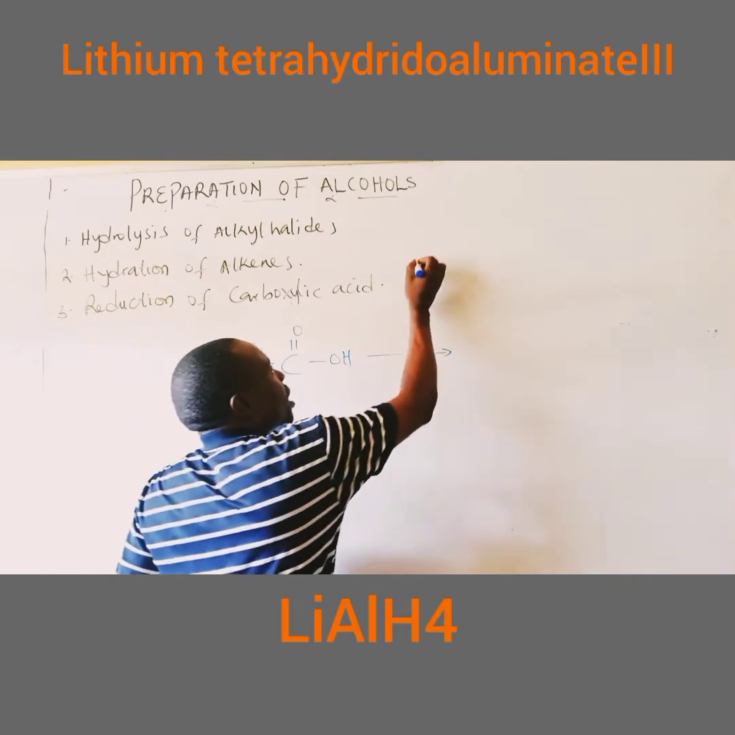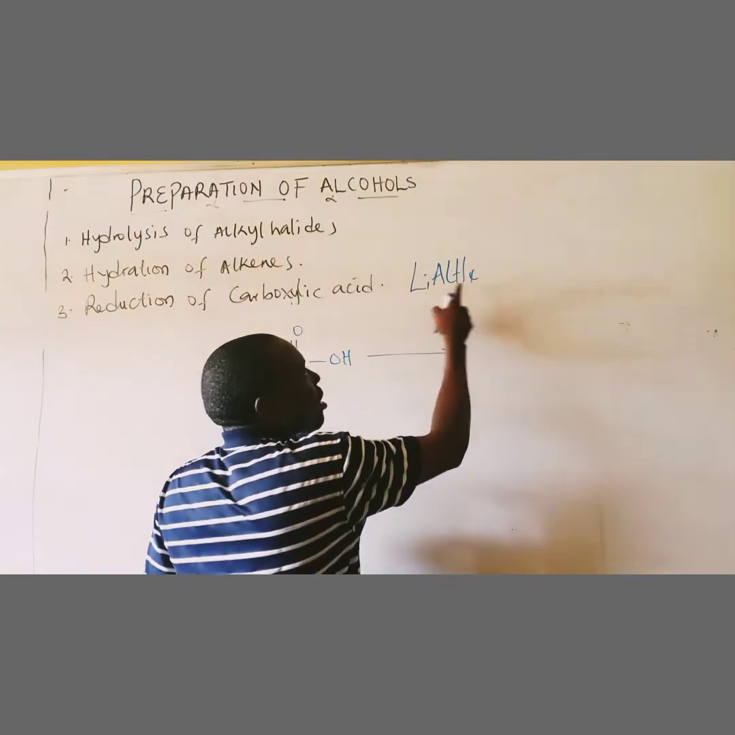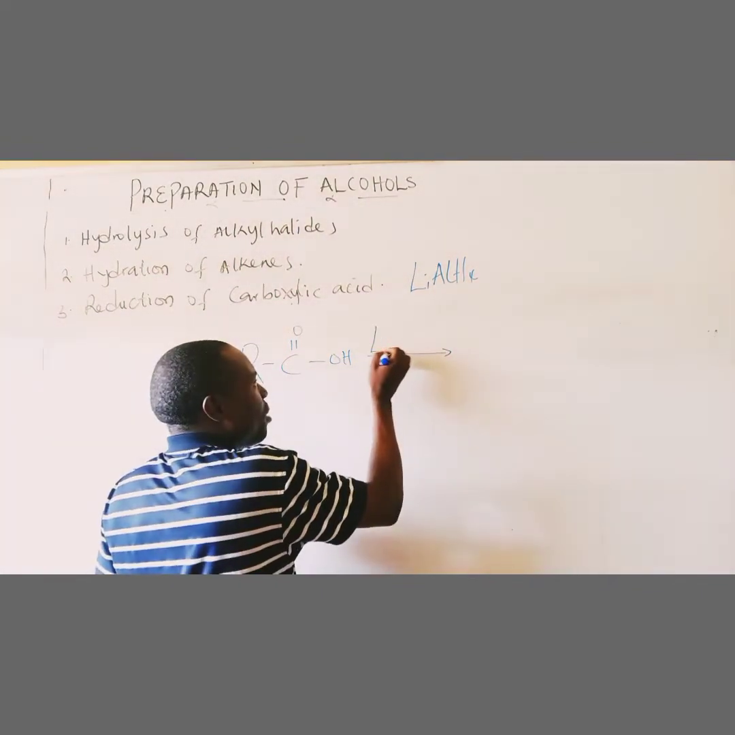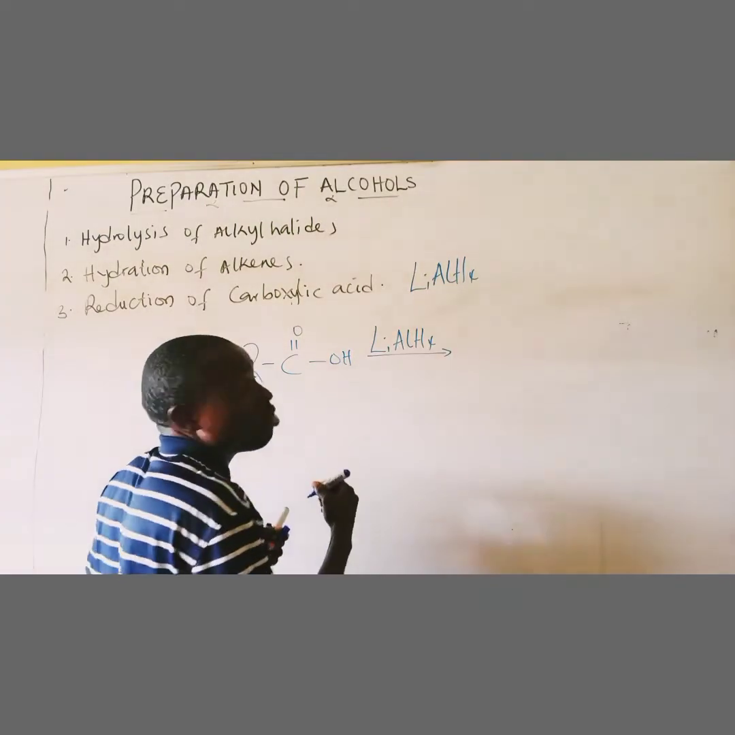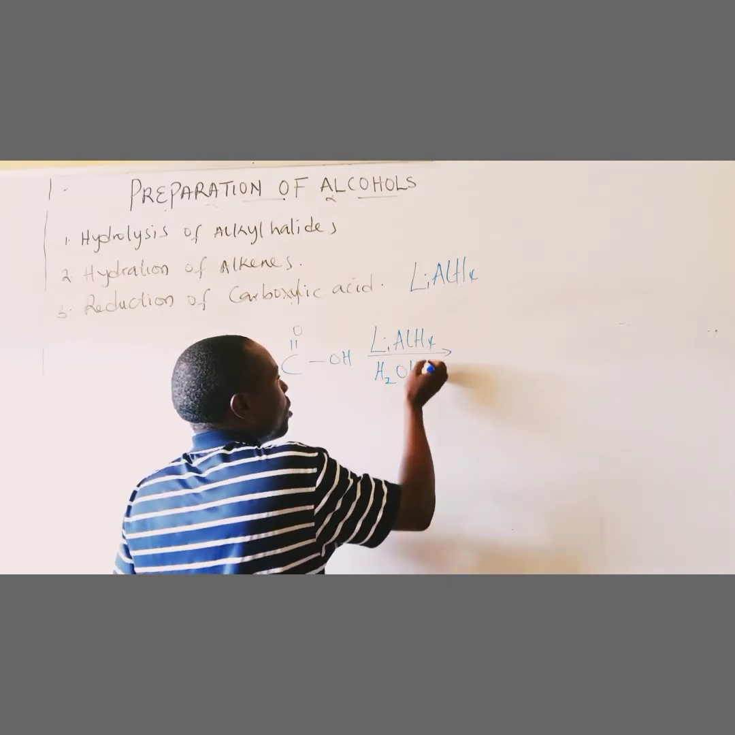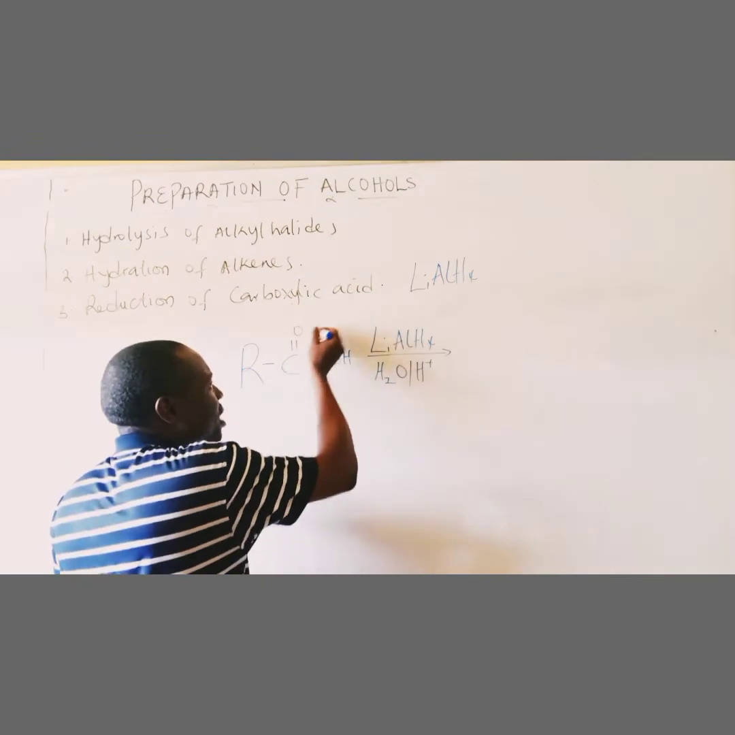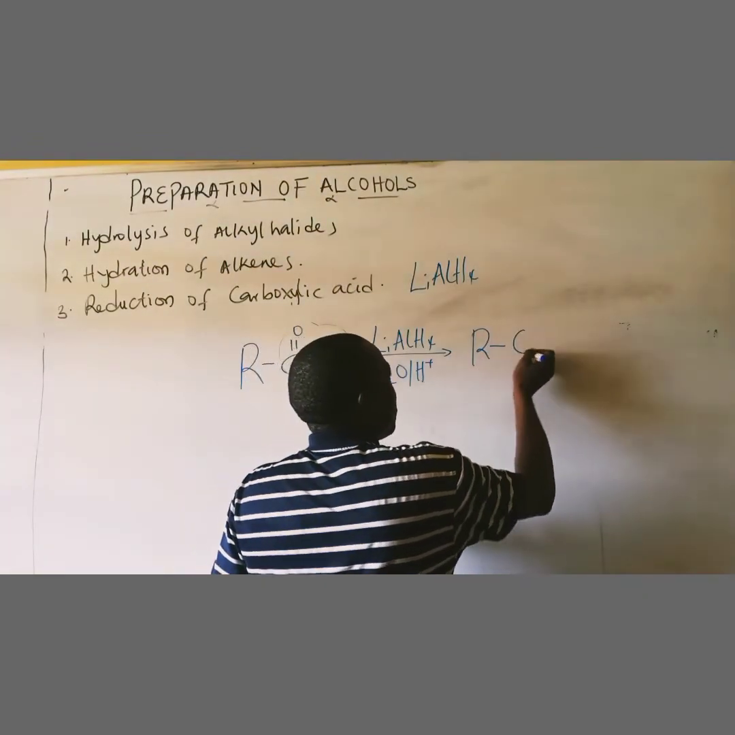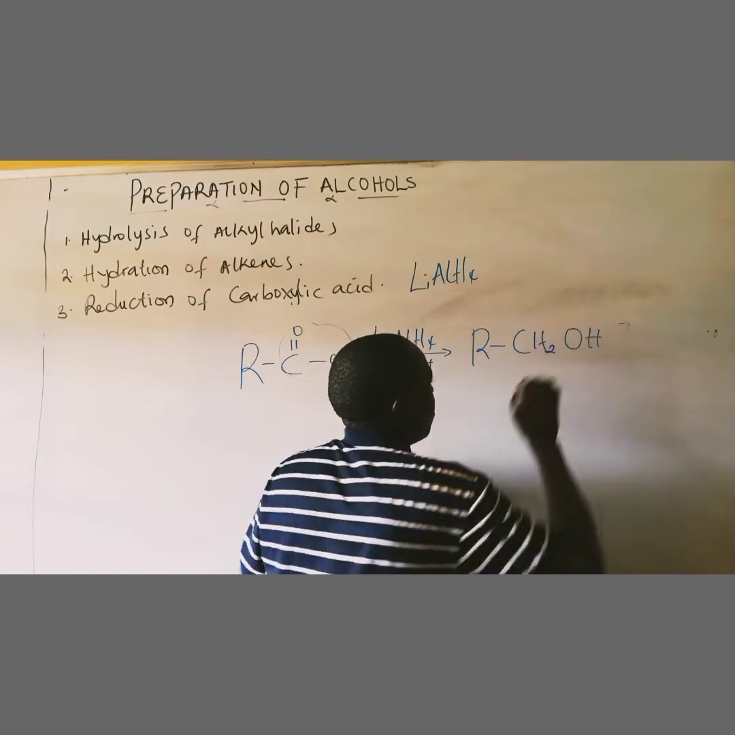Lithium tetrahydridoaluminate. So if I'm having it here, remember that a reducing agent tends to add more hydrogen atoms. So, H2O. So what do we have? Very simple. It will reduce this carboxylic acid to a primary alcohol. So I'll be having RCH2OH. Very simple.